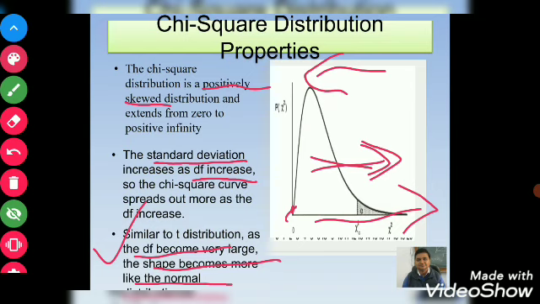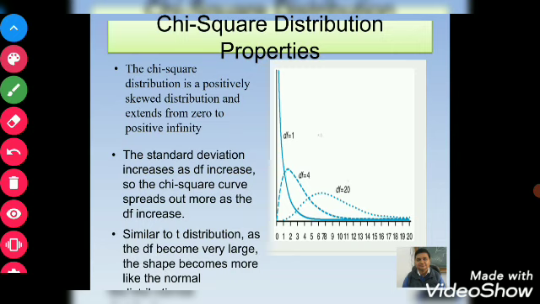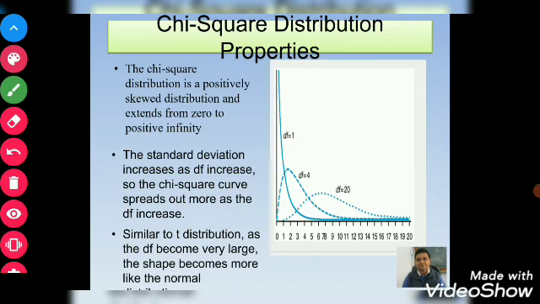Just see how it is behaving with respect to degree of freedom. With degree of freedom 1, it was skewed, and then with degree of freedom 4, it spreads, and if degree of freedom is 20, it is getting more spread and getting the shape of a normal distribution. This is what the chi-square distribution property wants to convey.